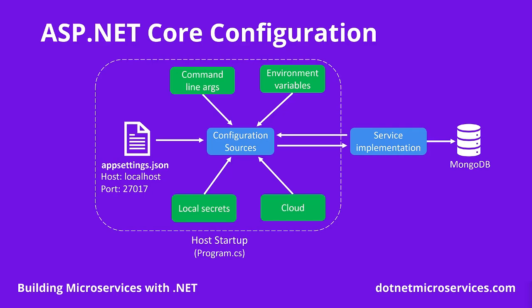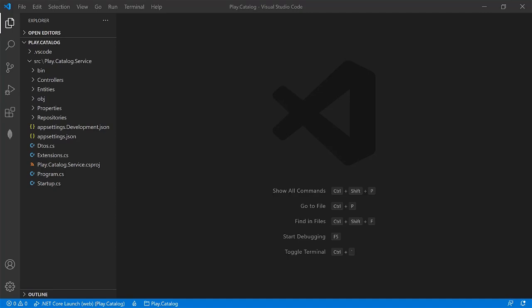And from there, we can get access to them typically in our startup.cs file. Let's now update our catalog service to take advantage of both dependency injection and the ASP.NET Core configuration system. In order to start using dependency injection in our microservice, we will need to start using interfaces as opposed to concrete types when constructing dependencies.